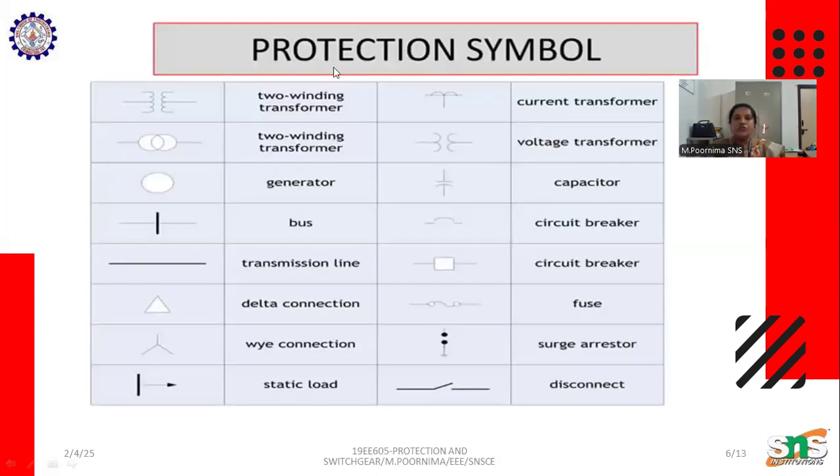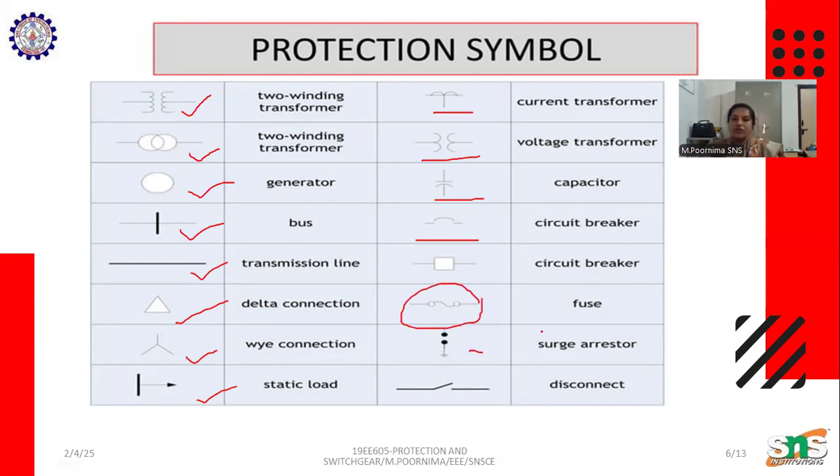Here, first, we have our basic symbols. We have so many symbols. This symbol represents a two winding transformer. This is a generator, bus, transmission line. This is a delta connection and a V connection. This is a static load. This is a current transformer symbol, this is a voltage transformer, this is a capacitor, and this is a circuit breaker. And this is the fuse, and we have a surge arrester and a disconnector. These are all the basic symbols we use in power systems.